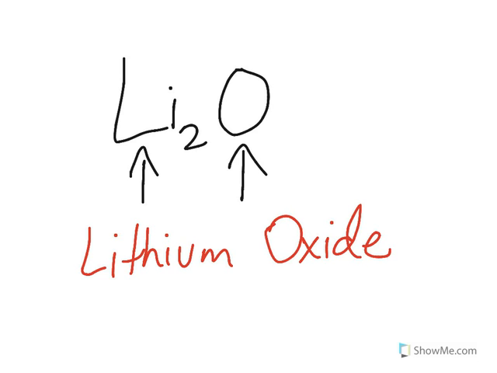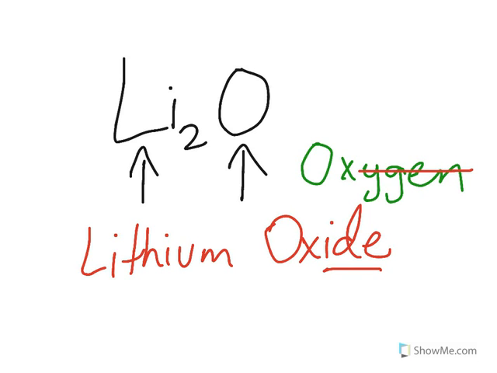And you'll note that this originally was an oxygen, and then what we do is we drop out the YGEN, like I said before, and then switch it over to an IDE. Let's take a look at another example, a little bit more complicated of a name.